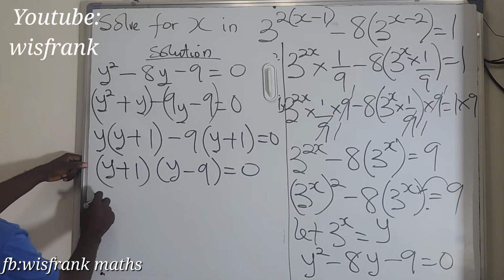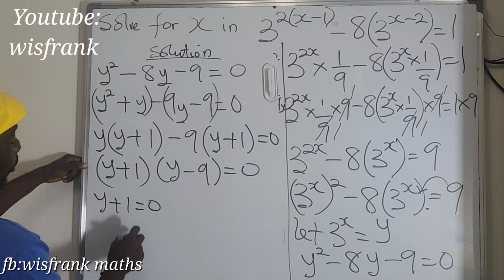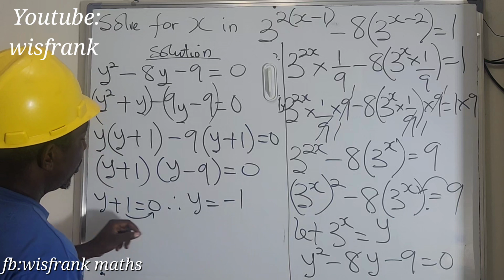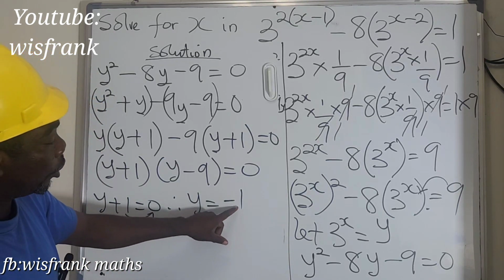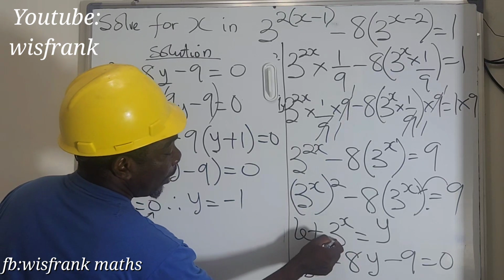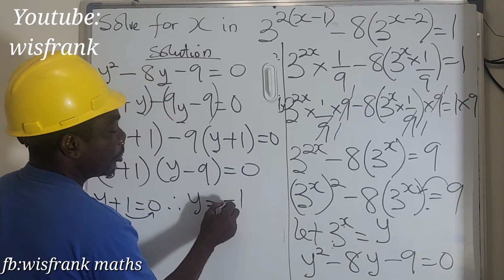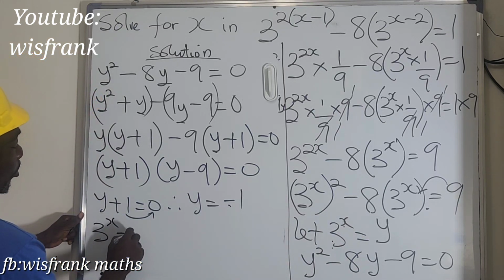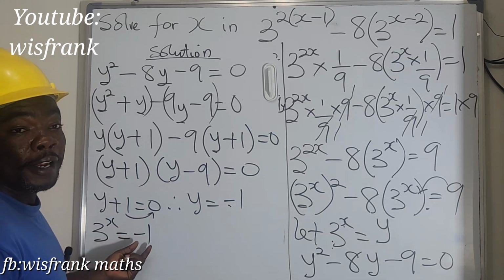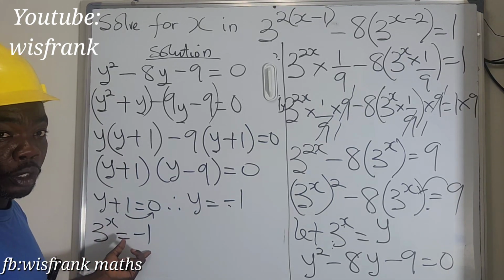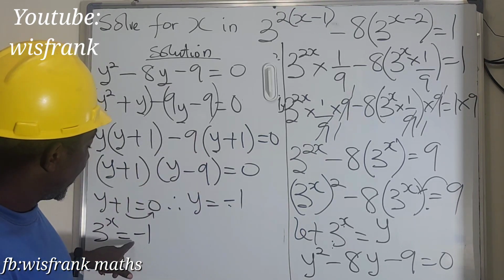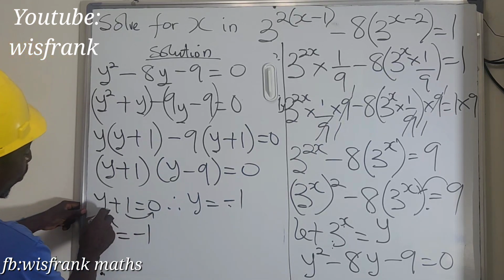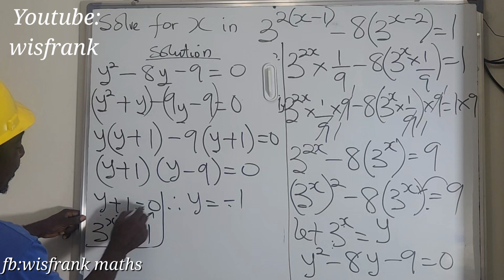So we take the first one, which is y plus 1 equals to 0. So when 1 transposes into this other side, therefore we have y equals to -1. And here we say that our 3 to the power of x equals to y. So we are going to substitute -1 into where we have y. So we have 3 to the power of x equals to -1. So in this case, we have the value of this 3 to the power of x as -1. It is not acceptable because this value cannot be negative. So this value of y plus 1 equals to 0 is rejected.